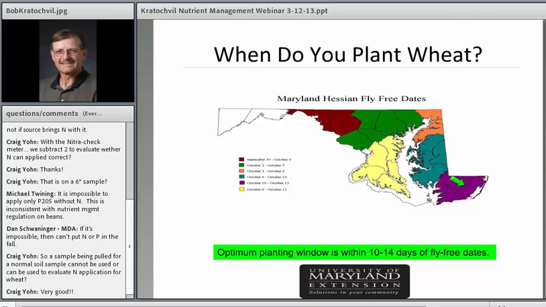Now the optimum window for planting wheat is that period of about 10 to 14 days following this fly-free date. And what that means is if you plant during that period of time, you should have enough growth by the time you reach that point in the winter when you're going to go into dormancy, or semi-dormancy as we seem to do in this area in the last few years, to have about 3 tillers developed. And that's what your goal would be, is to develop 3 tillers.